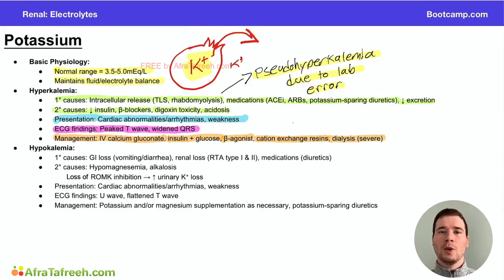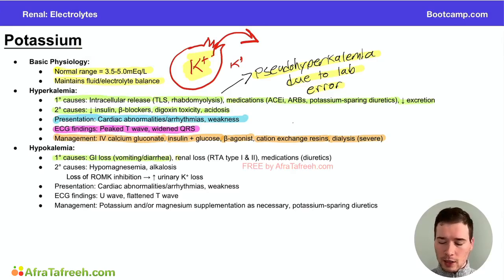Next, let's move on to hypokalemia, or low levels of potassium. Primary causes include GI loss, such as vomiting or diarrhea. This should make sense, right? If we're continuously excreting fluids, and a lot of our fluid component is potassium, well, that's going to cause us to excrete lots of potassium.